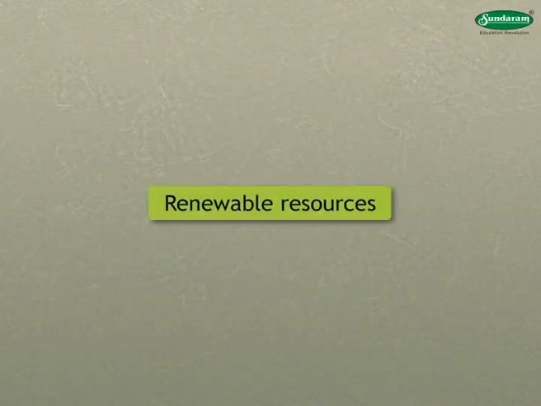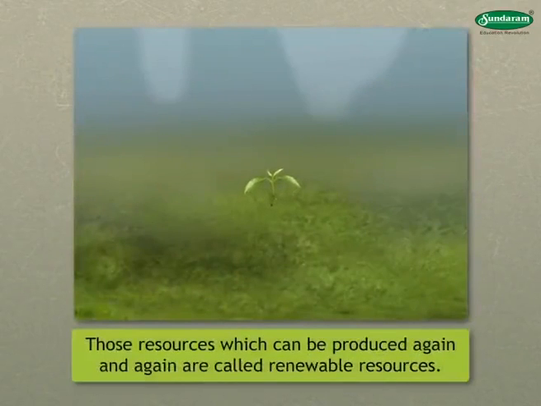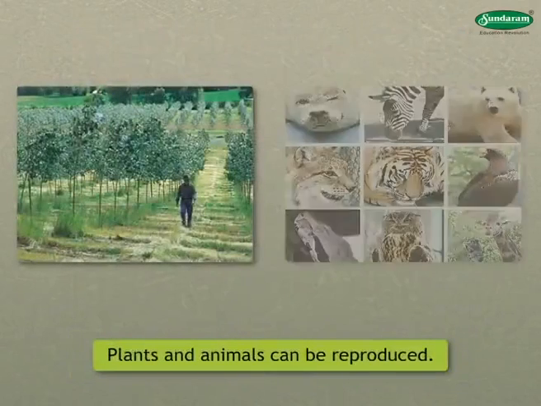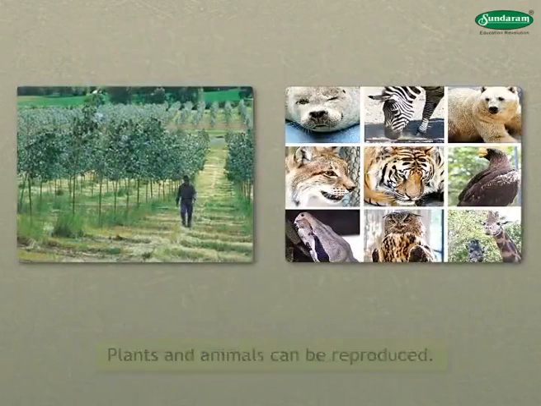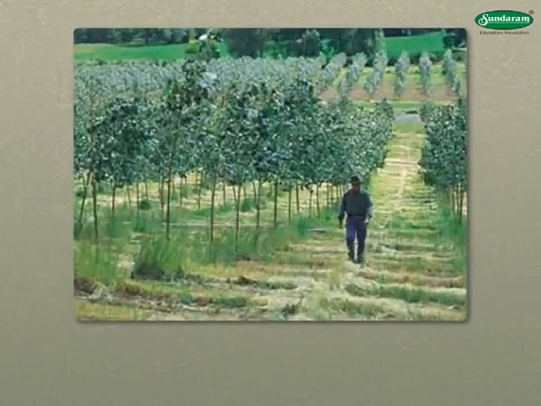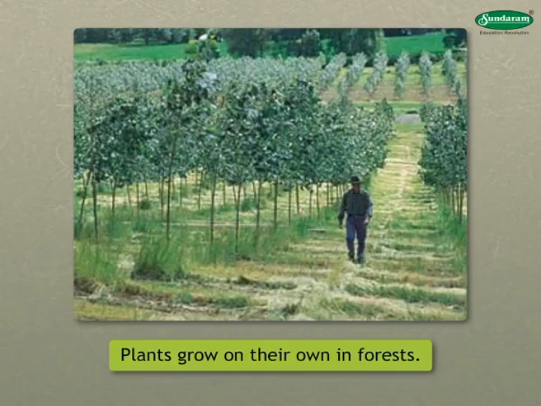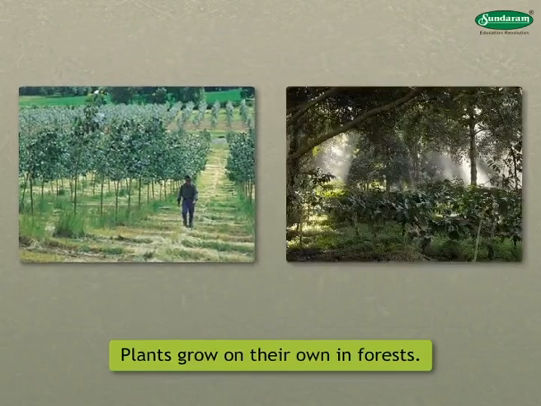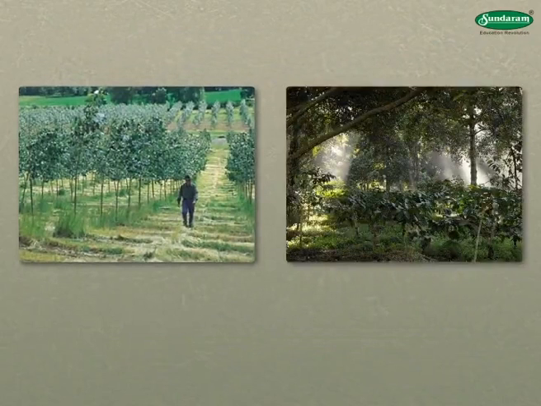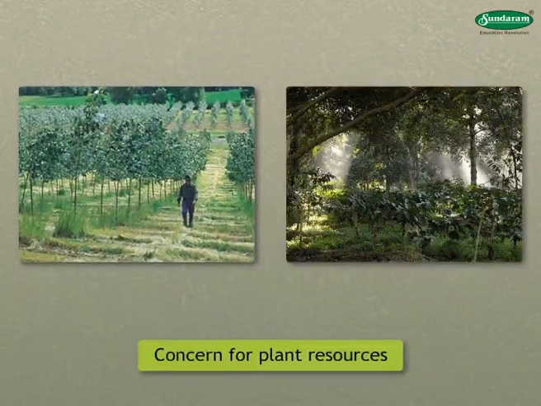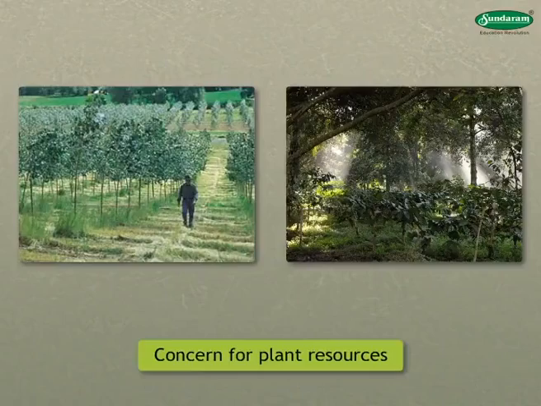Renewable resources. Those resources which can be produced again and again are called renewable resources. Plants and animals can be produced again and again. We can grow plants by sowing them again. That is, plants are a renewable resource. Plants also grow on their own. As a result, forests keep growing. In that case, what is the reason for the concern about plant resources?